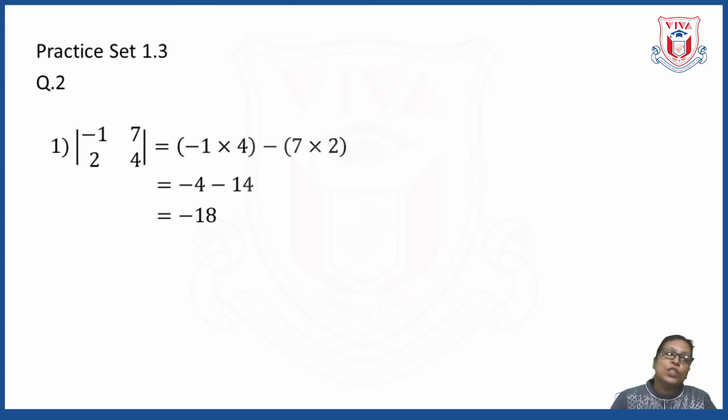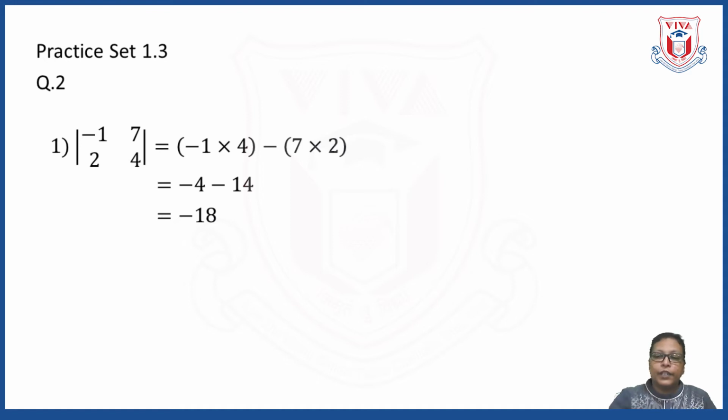This question may appear for 1 mark, or it may appear for 2 marks: find the value of the following determinants. Or sometimes they will give you an unknown letter. In place of any one number out of the 4 numbers, they will give you a variable, and they will ask you to find the value of that variable by using the value of the determinant. So that can be the activity based question.